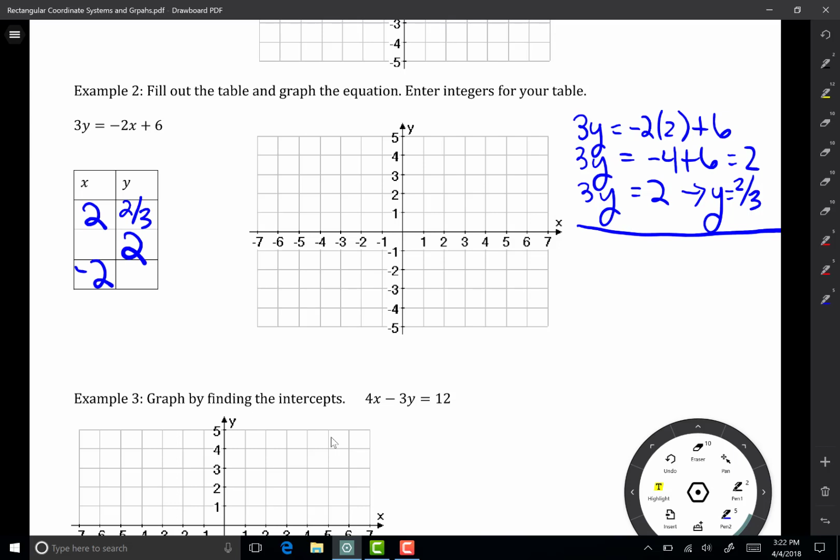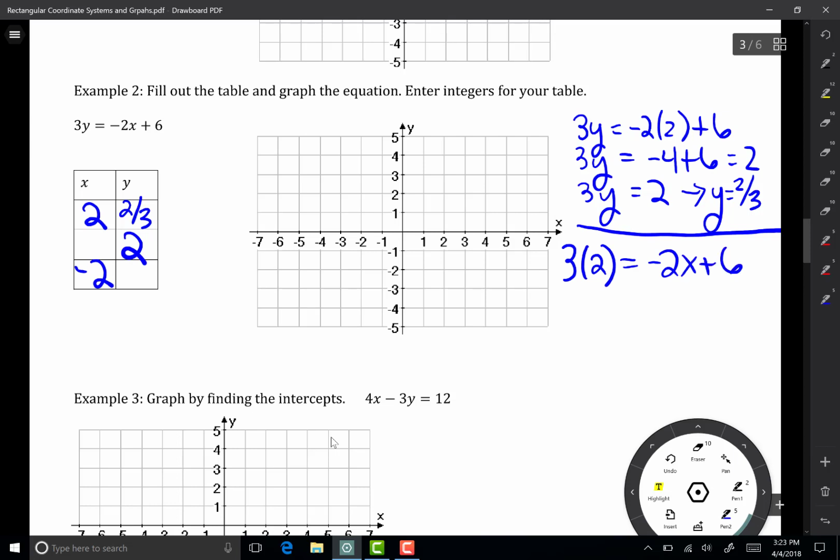Now the next point, I'm looking for the value of x given the value of y. I know the value of y is 2, so I'm going to plug in 2 where I see y. So I have 3 times 2 is equal to minus 2x plus 6. So this gives me 6 is equal to minus 2x plus 6. I have to subtract 6 from both sides, which gives me negative 2x is equal to 0, which means x is 0.